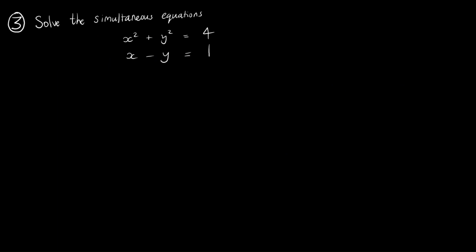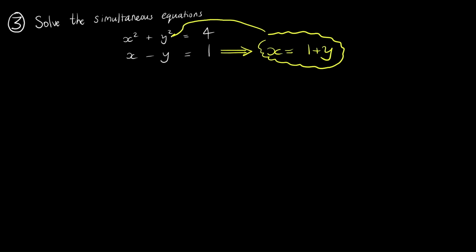Now for the simultaneous equation, it's always easiest to work with this linear one, have a mess around with that to get it to work. Now I like to do it by substitution. So if I rearrange this one, add y to both sides, I get that x is 1 plus y. Now this here is what I'm going to substitute into this one here.